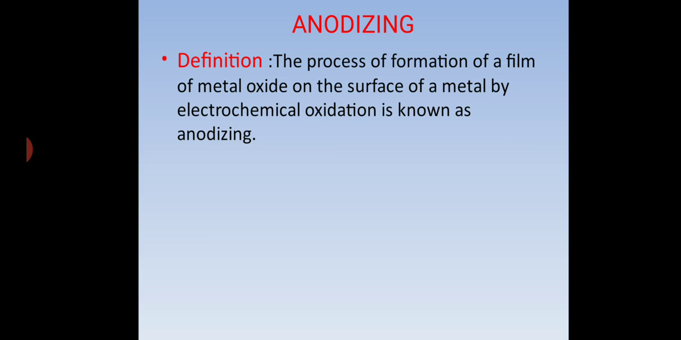The process of formation of a film of metal oxide on the surface of a metal by electrochemical oxidation is known as anodizing. So students, we already know that corrosion is a surface phenomenon. Only on the surface of the metal article does corrosion take place. Only when the corrosion reaches its severe level does the entire article get corroded or destroyed, but it starts from the surface. So in the way of protection of that metal article, the first step is to protect the surface. If by any means we are protecting the surface of the metal, then there will not be any question of corrosion, or we can minimize the rate of corrosion.